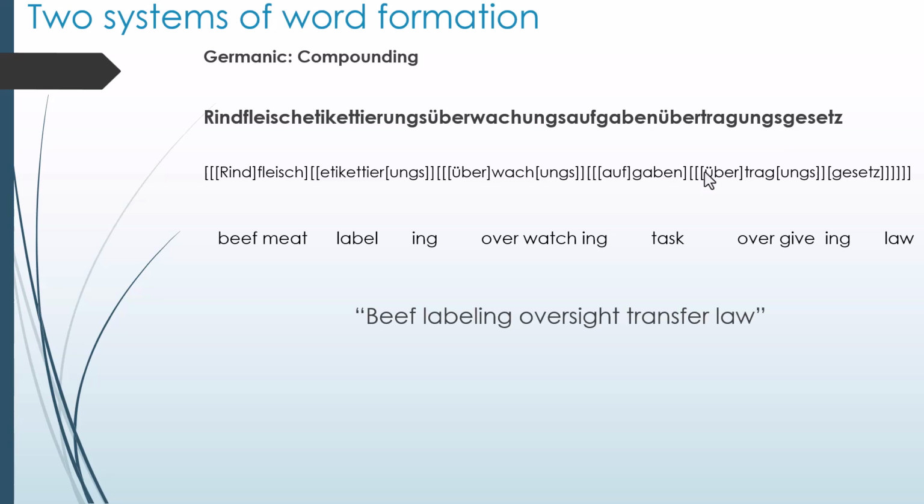Rindfleischetikettierungsüberwachungsaufgabenübertragungsgesetz, and this was a change from back in the day when there was a big problem with mad cow disease. They had to change how beef was regulated, and so this is the law that did that. But English really does that too, and you get lots of these in German.